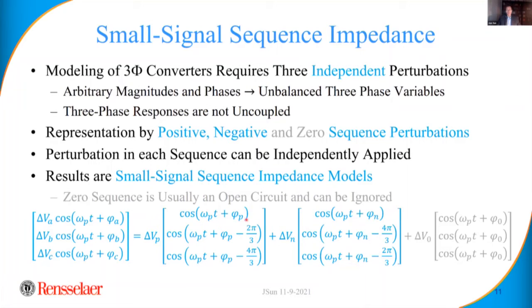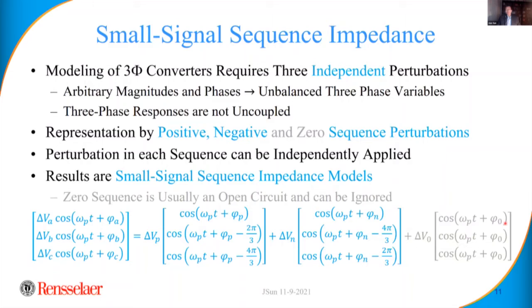So instead of applying a combination of positive, negative, and zero sequence, we just apply a perturbation in one sequence at a time and determine the response, and then change the sequence and repeat it, because the response in the small signal sense is additive. So that's where the sequence impedance comes in, because when you apply a perturbation in the positive sequence, you are exposing the positive sequence response of the converter, and that's what we call positive sequence impedance. Right, so we do that in positive sequence and negative sequence.